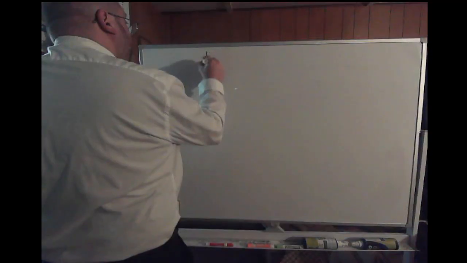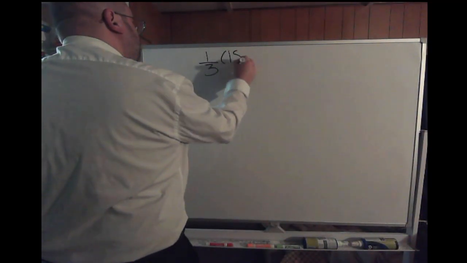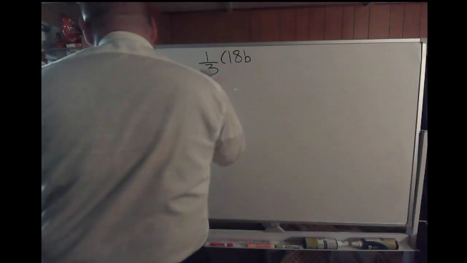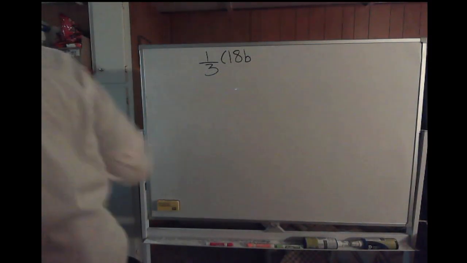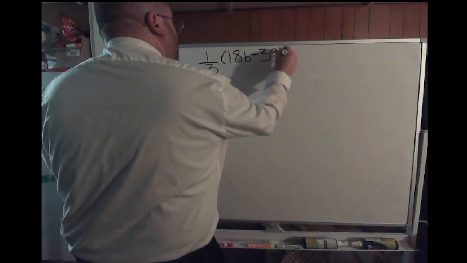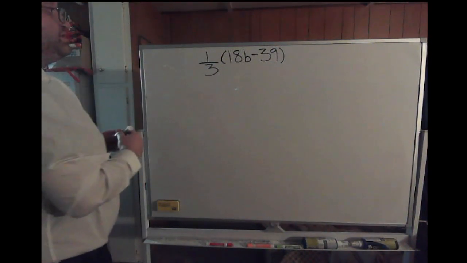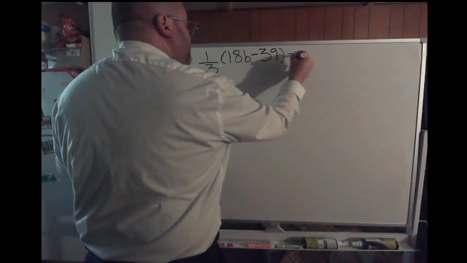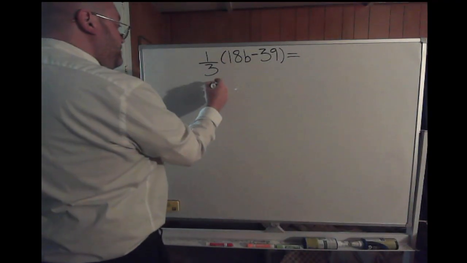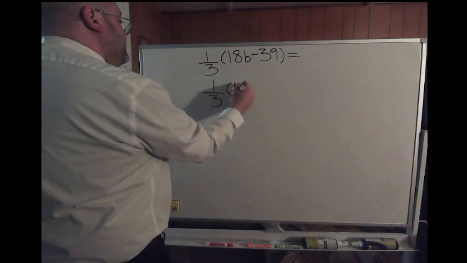Alright, let's see. We have 1/3 times 18b minus 39. Alright, so we got the expression 1/3 times 18b minus 39. Well, once again, we're going to distribute that 1/3. You'll take 1/3 times that 18b.